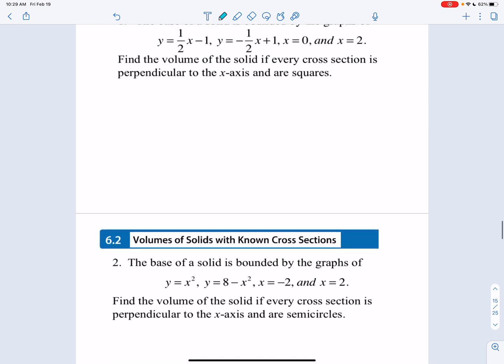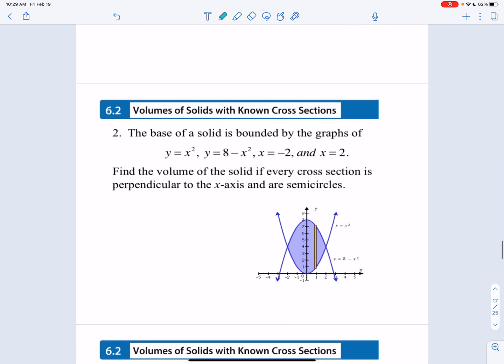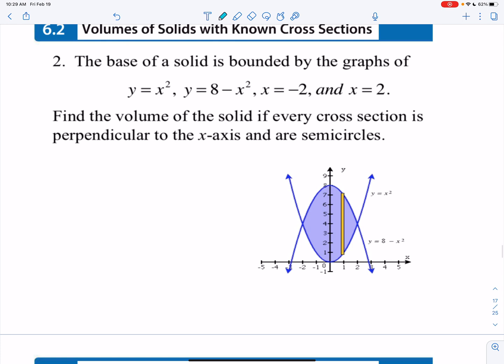So let's do one more. Let's do this one. And we'll end it for the day, okay? So I provided the picture for you guys. Draw it out. Okay, so some things to note. Perpendicular to the x-axis, remember that just means that we're integrating with dx, which is why we have a vertical rectangle here. You always want to sketch what the cross-section is.